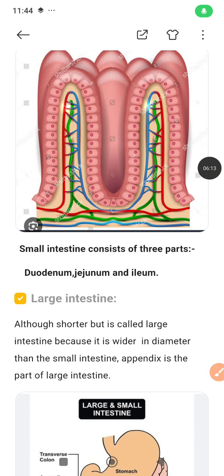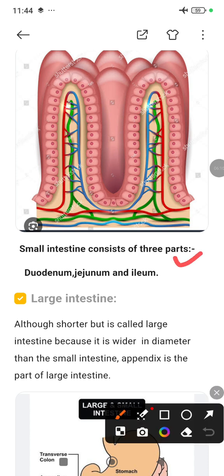And you must remember that the small intestine consists of three parts: duodenum, jejunum, and ileum.